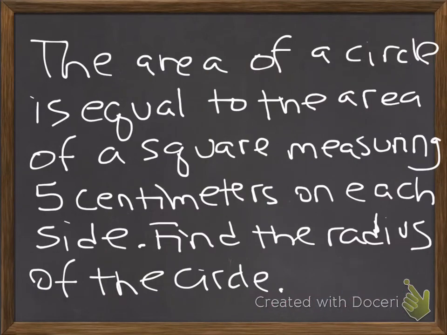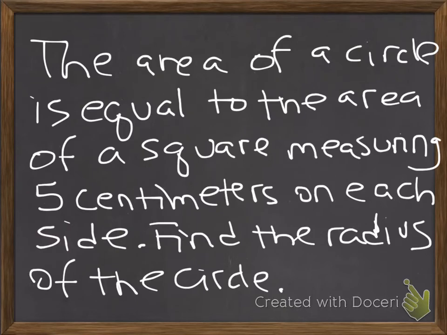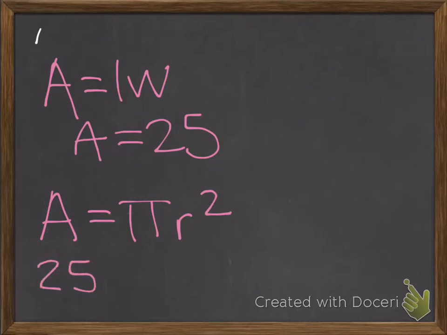The next one, the area of a circle is equal to the area of a square measuring 5 centimeters on each side. Find the radius of the circle. So the area of a square formula is length times width. The area of a circle formula is pi r squared. The area of a square here is 25, 5 times 5. So if the circle's area has to be equal to that, we're going to put 25 equal to pi r squared.